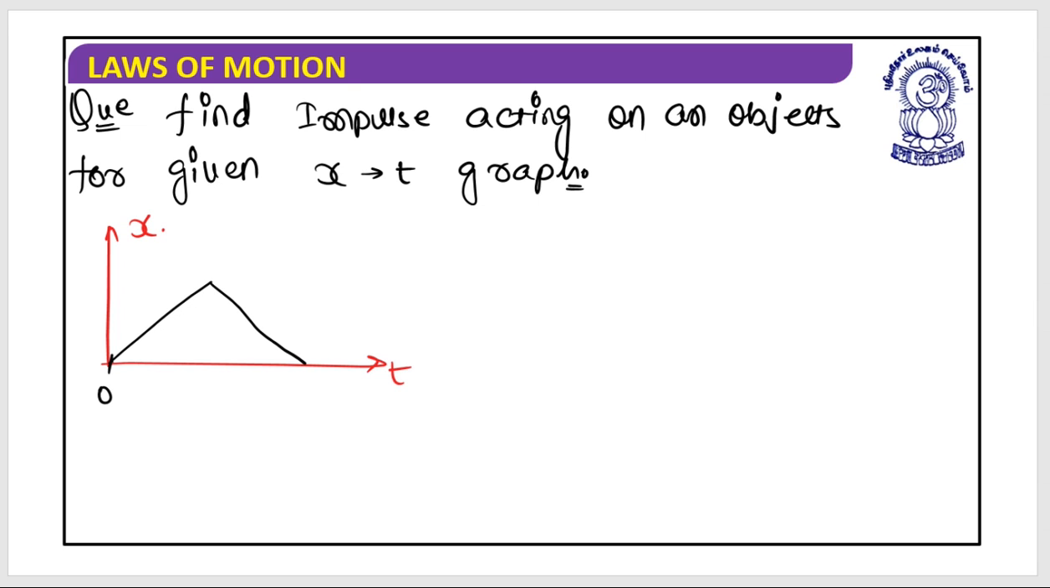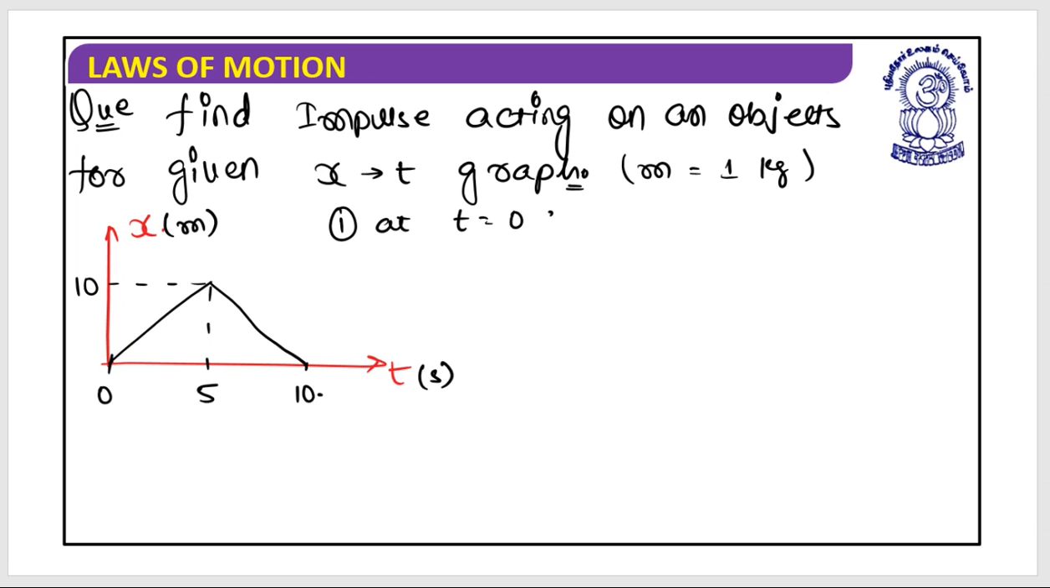Let's say this is 0 seconds, this is 5 seconds, this is 10 seconds, and this is in meters, this is in seconds, and it is given that the mass of the object is 1 kg. Now you need to find the impulse, first at t equals 0 seconds, second at t equals 5 seconds, and third at t equals 10 seconds.